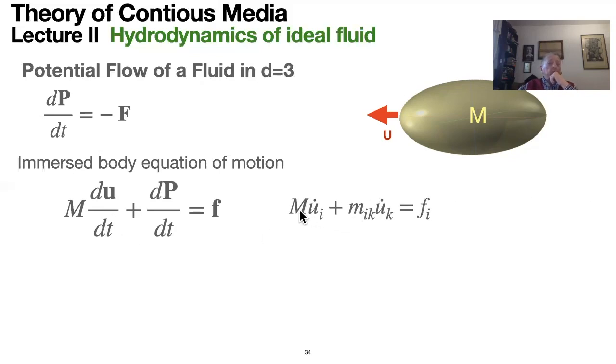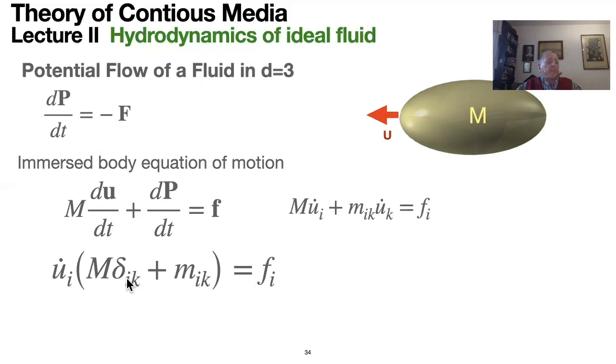But in coordinates, this is m times u dot plus this tensor m_ik times u dot_k equals f_i. I can combine these two terms together, and this is the final form of the equation. We see that we have to multiply the time derivative of the velocity of the body, which is acceleration, by a tensor which has two terms: the mass of the body plus this associated mass, m_ik. And if I want to calculate the acceleration, then I have to invert that matrix.